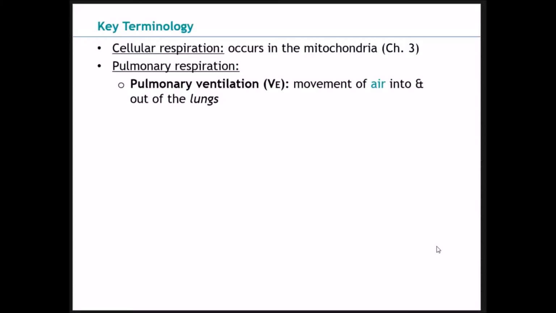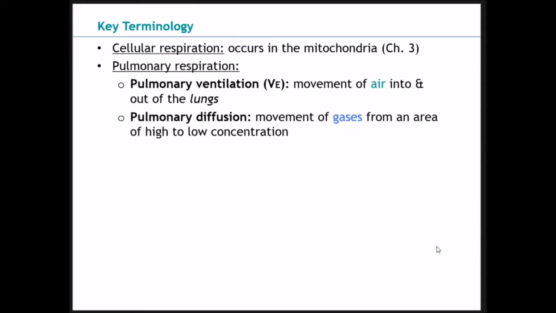With pulmonary respiration, we have 2 types. We have pulmonary ventilation, and this is just your breathing. This is all of our breathing mechanism, so movement of air into and out of the lungs. So basic, easy definition, and this is just breathing. Pulmonary diffusion is not the movement of air, but the movement of gases. We talked about in chapter 6 how gas or blood moves from an area of high concentration to an area of low concentration. So we'll discuss that as well.